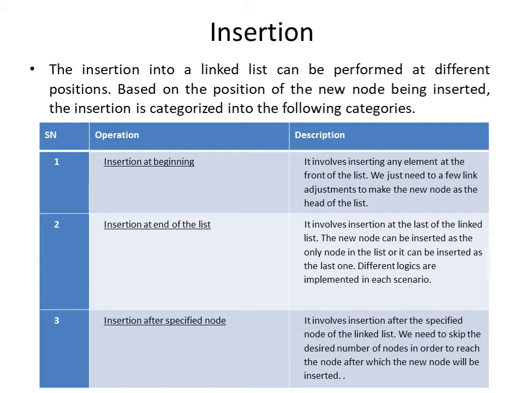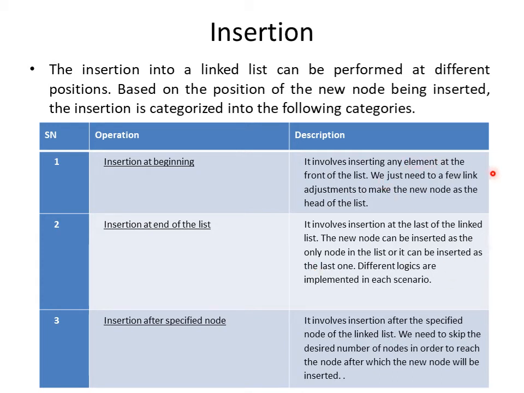Insertions. Let us begin. What are the basic operations? Insertions into a linked list can be performed at different positions based on the position of the new node being inserted. The insertion is categorized into the following descriptions. What are those? Insertion at begin, that means at the starting. Here you assume that three nodes are there, Sn, operation and description. Then insertion can be done at this end, at Sn. This is called insertion at begin.